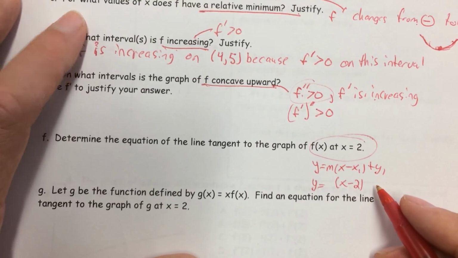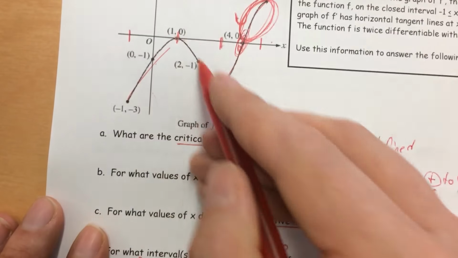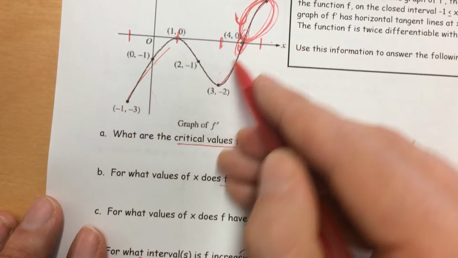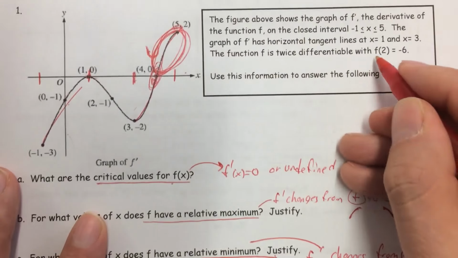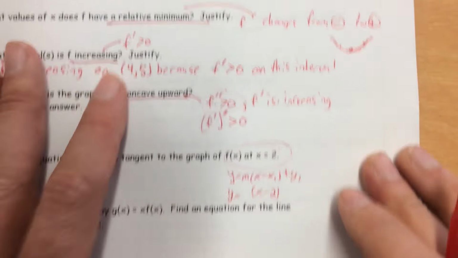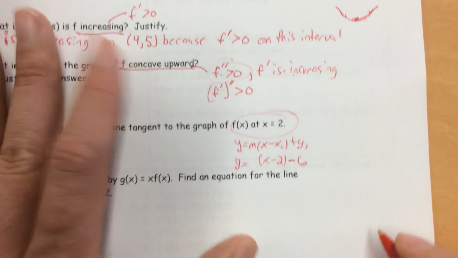We need the y value, and this is not a graph of f, so it doesn't tell us any of the y values of f. They're kind of sneaky here. They hide it right here. f of 2 is -6, so that means y is -6.